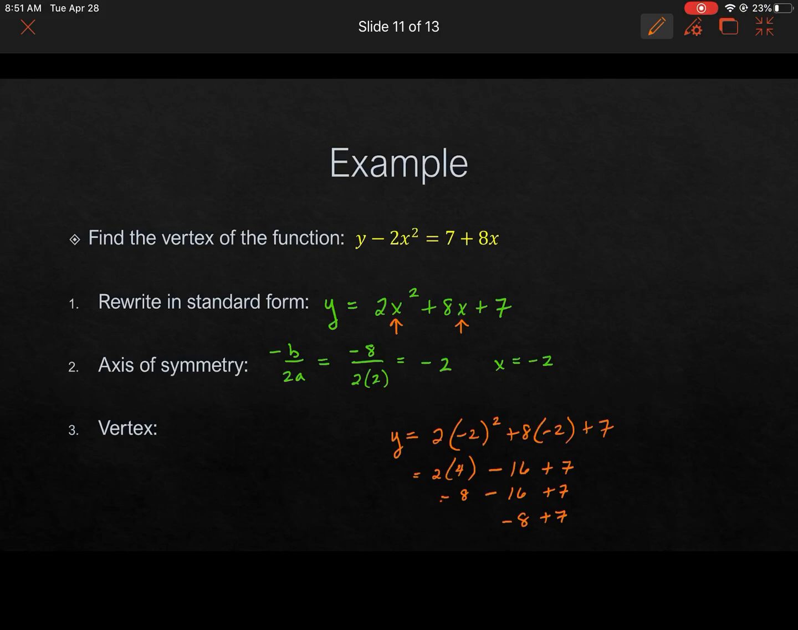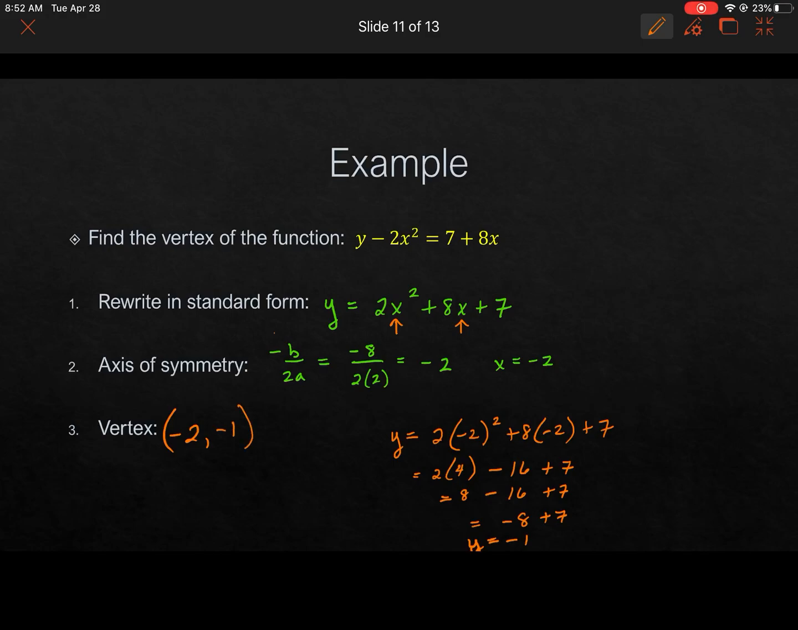Sorry, this is all y equals. So my y equals, oh, I ran out of screen space. My y equals negative 1. So my vertex is located at negative 2, comma, negative 1.